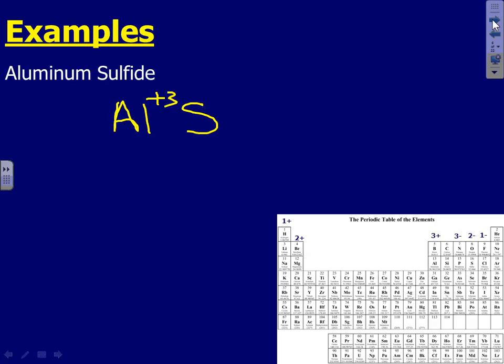We're then going to cross them over. You don't need a different color. I'm just doing that to illustrate the point. I'm not even actually going to write them down over there because I'm going to go straight to writing down the Al and the S. And what number am I writing beside the Al? Lucas, what number am I putting beside the Al?